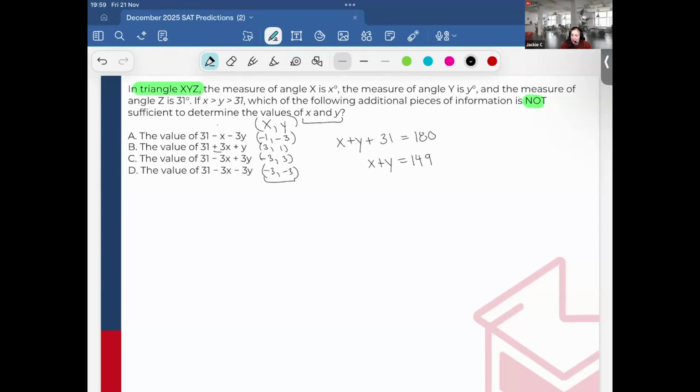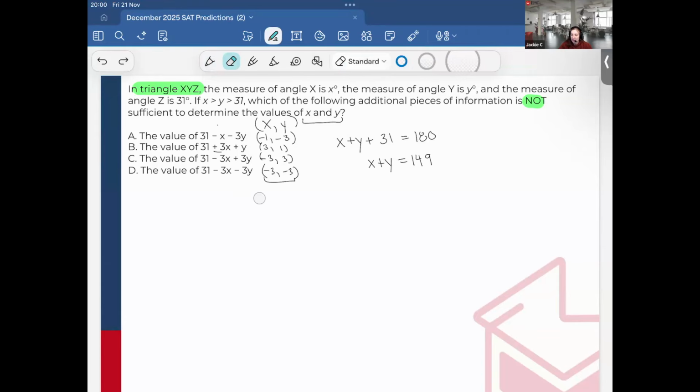So if the coefficients in front are the same, that means it's not going to give me any new information. So I know that's going to be option D. And just to show, we can factor out the -3 here, which would be the same as x plus y. This would be 3x and this would be -3y. Okay, so that won't give me individual values for x and y.